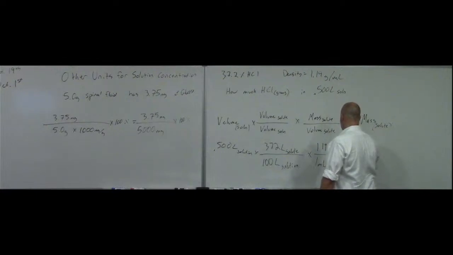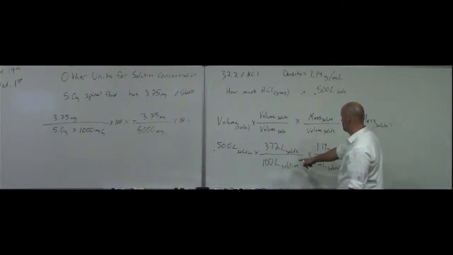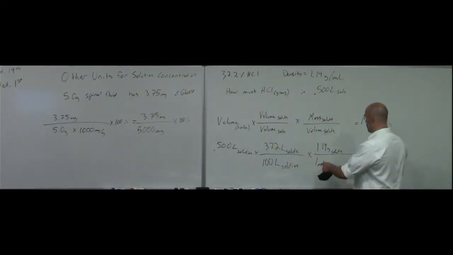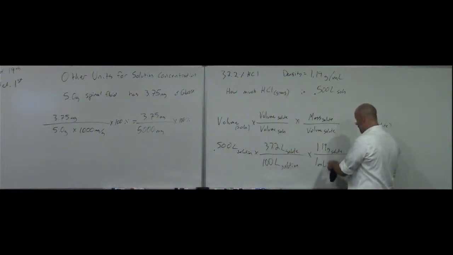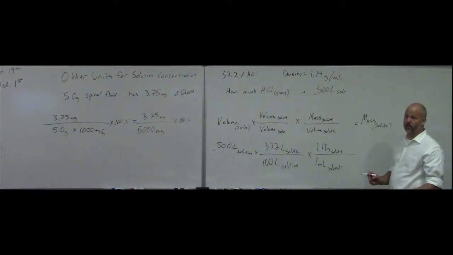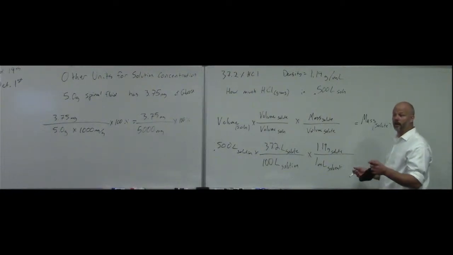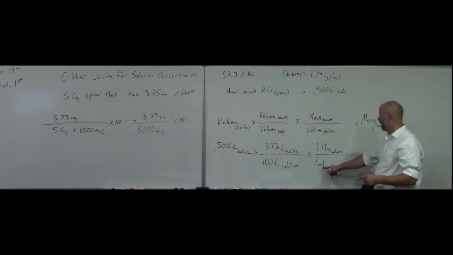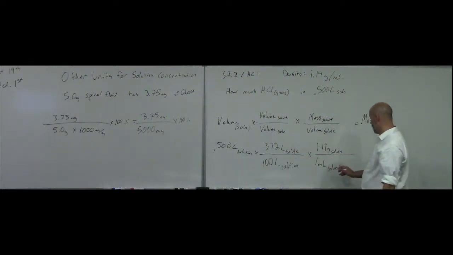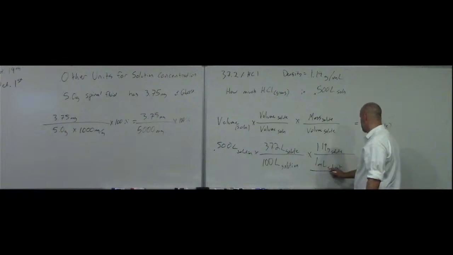But I do have a problem, because this is in liters and this is in milliliters. How do I make my milliliters into liters? What's the relationship between a milliliter and a liter? Yeah, but I'm going from milliliters to liters, so I don't multiply, I've got to divide. So I've actually got to do this.